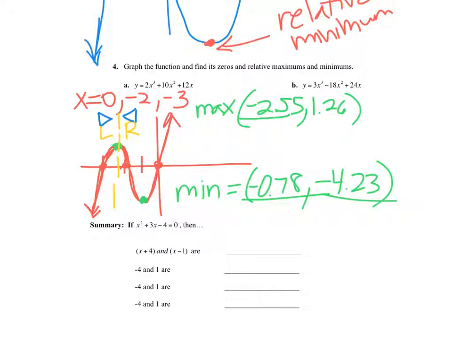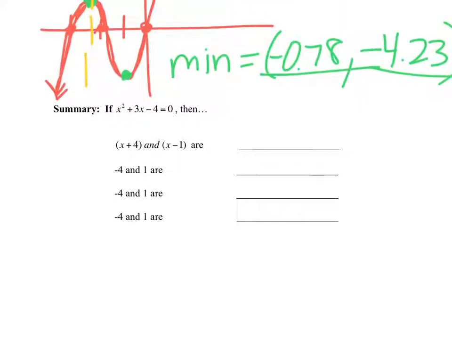Okay. Are you ready for the summary? Here's the summary. If we have a function that looks like this, a quadratic equation, x squared plus 3x minus 4, then x plus 4 and x minus 1 are called factors, because this polynomial factors into those two factors. Now, from those factors, we get from this one negative 4 and from that one positive 1. We get something called zeros.